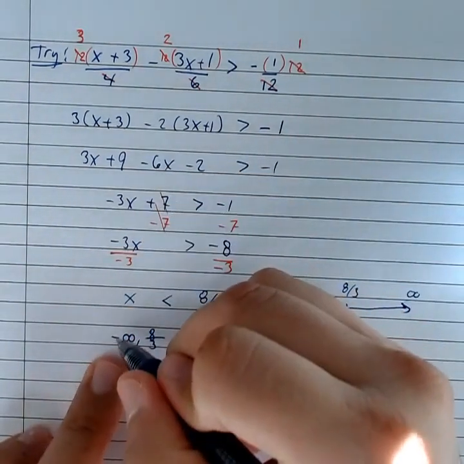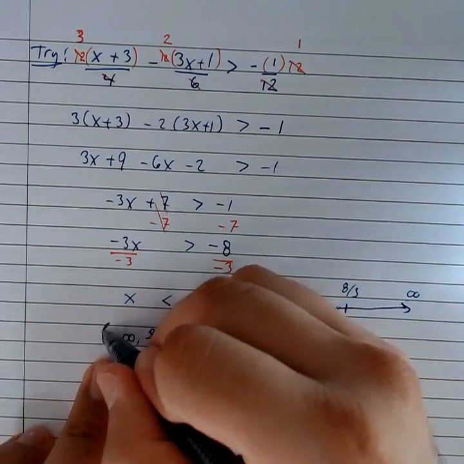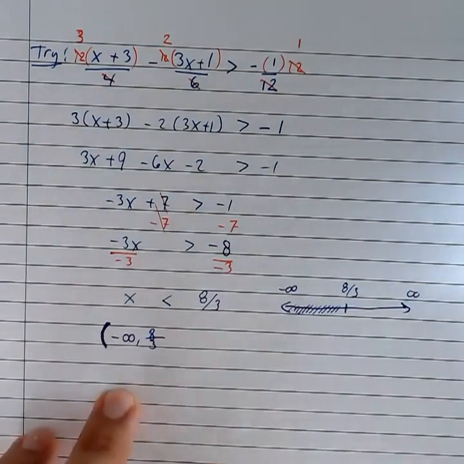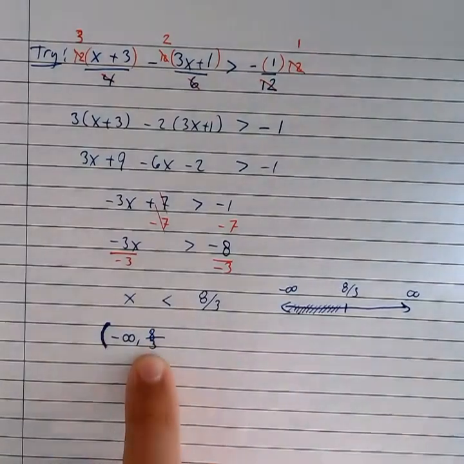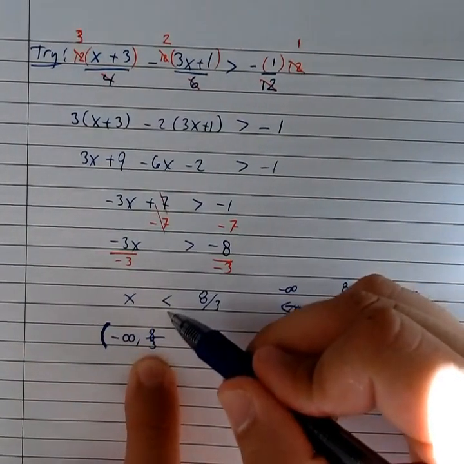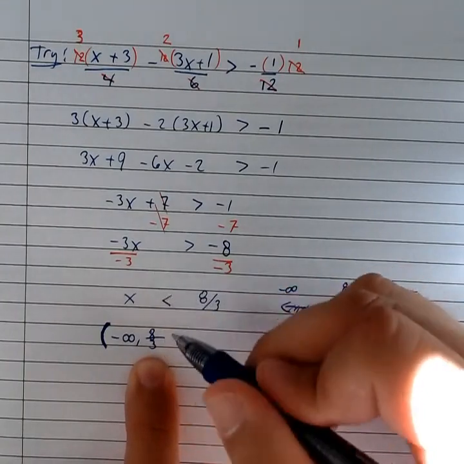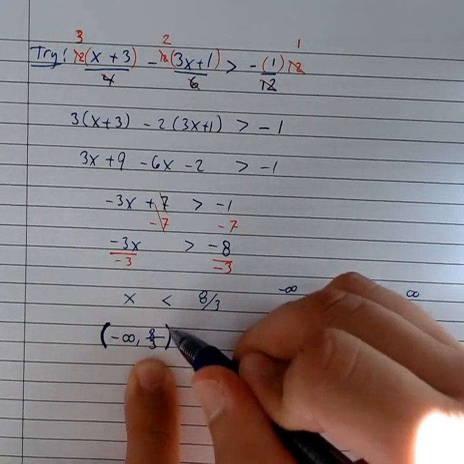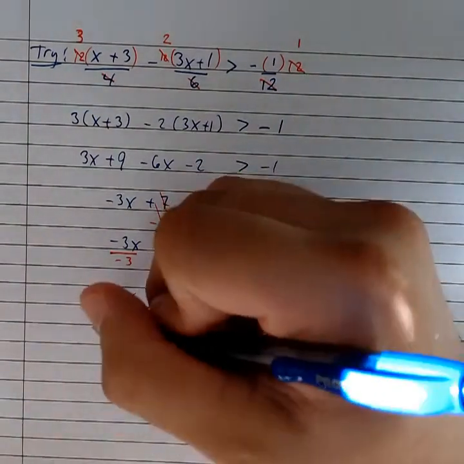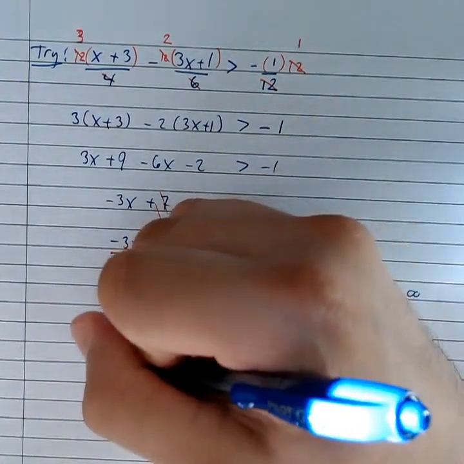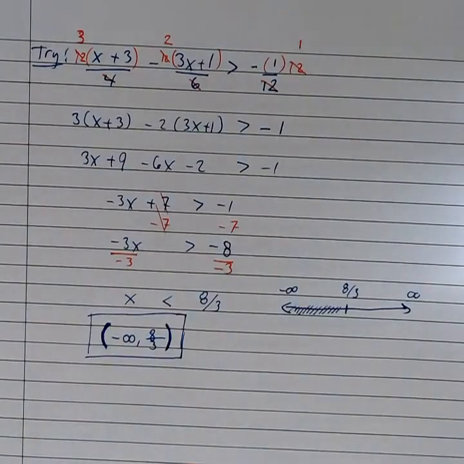We never include the infinities. You cannot have a square bracket around that, so automatically that's going to have a round parenthesis. Here, 8/3, that's an exclusive inequality. It's going to exclude this number on the end. It's not going to include it. It's going to exclude it. So we use that round parenthesis to signify that. And this is our set of solutions.